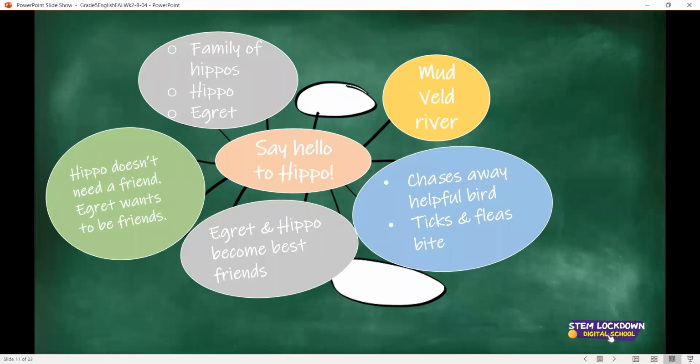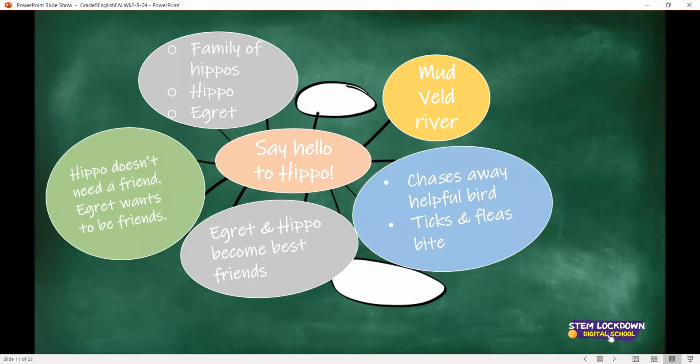If you don't know a word, you go to the dictionary, even if it's an online dictionary, you look it up and you write down the meaning of the word. Okay, so you must try and do this with only, I don't know if you can see there, I've even in the plot, I wrote there, hippo doesn't need a friend, egret wants to be friends. So that's my plot. That's how I want the story to go. Okay, but I didn't write full sentences.